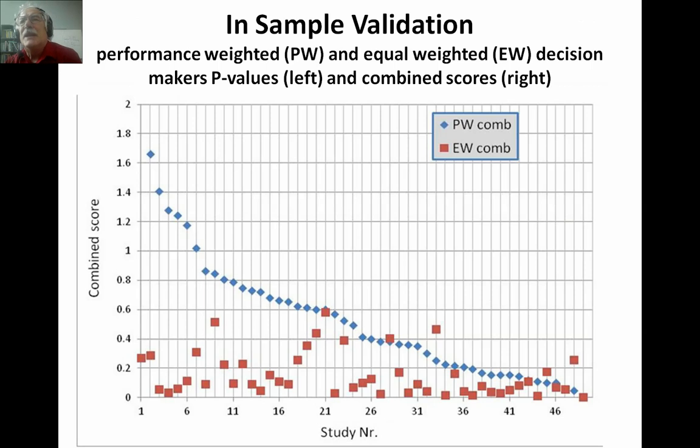So here we see the combined score that combines statistical accuracy and informativeness for the equal weight decision maker in red and the performance weighted decision maker in blue. And we see that in almost all cases, the blue is above the red per study. Now, it is not a mathematical theorem that the in-sample validation of performance weighting should be superior to equal weighted combinations. In fact, in 1, 2, 3, 4, 5 studies or so, the equal weight combination is actually better than performance weighted combinations.